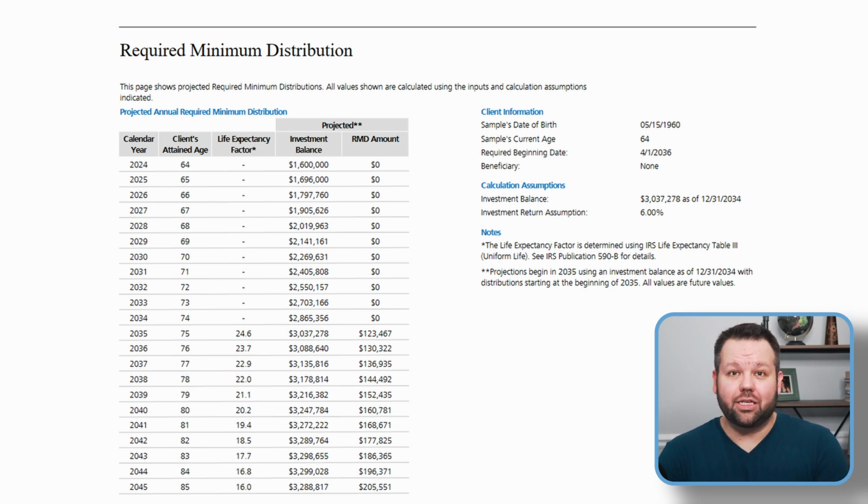This is a graph of a 64-year-old with $1.6 million in to-be-taxed money, kind of like what we were talking about. It grows at 6% per year. They don't need to take the money, so they're waiting to RMDs. By the time their RMDs start at age 75, this is what they're looking at. That balance by 75 has grown to over $3 million. Their first RMDs, $123,000 plus dollars. By the time they get to 84, they've got RMDs of $196,000 a year. This is the problem with just deferring the taxes as long as possible on those sorts of accounts.